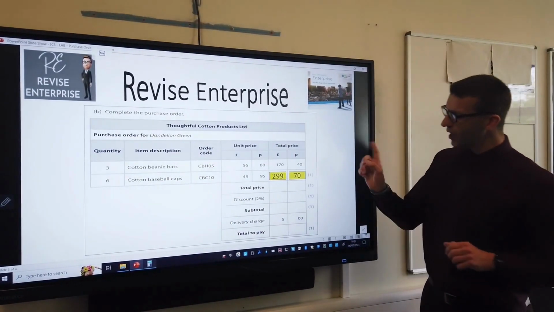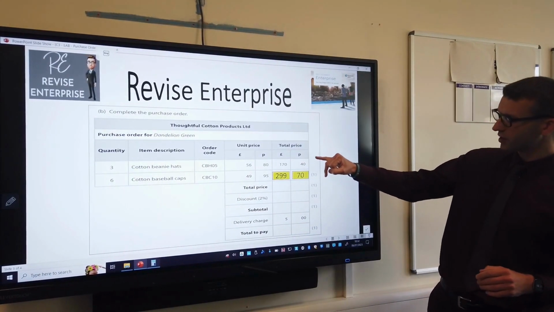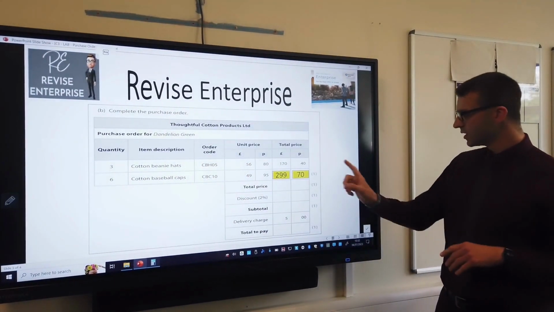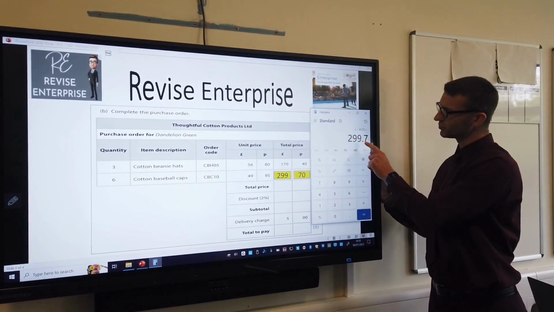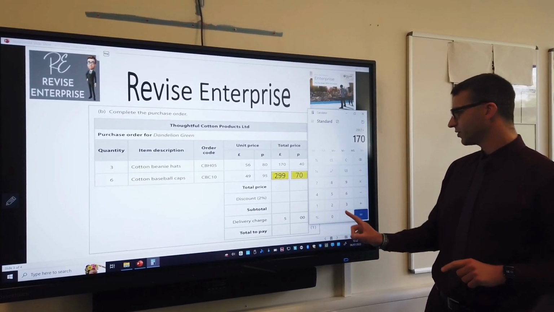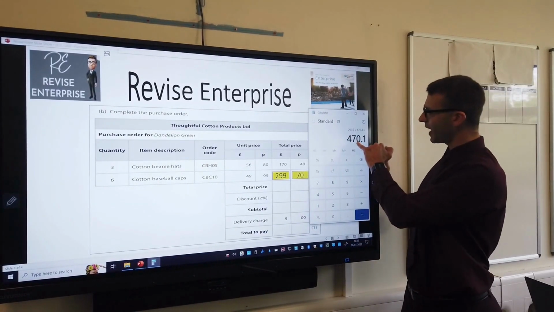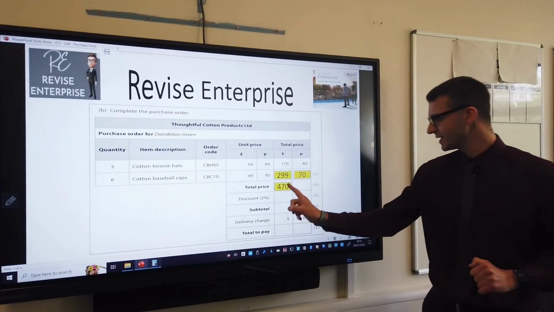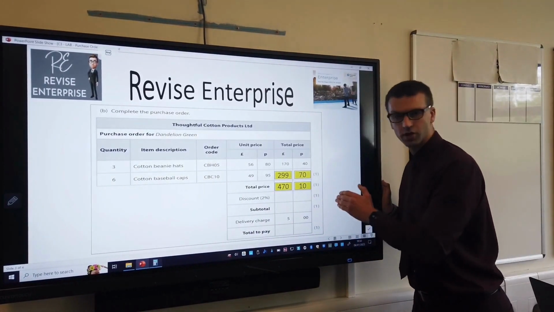Then what it wants you to do is work out a total price. Now to work out the total price, you simply need to add together your total for the cotton beanie hats plus what we just calculated for the cotton baseball caps as well. So to do that, if you bring your calculator up again, to find out the total price is £299.70 plus what the examiner's filled in for us already, £170.40, which gives us a total, guys, of £470.10. So that goes, just to remind you, in these boxes here. So 470 in pounds, and then in pence, 10 pence in the right-hand column.